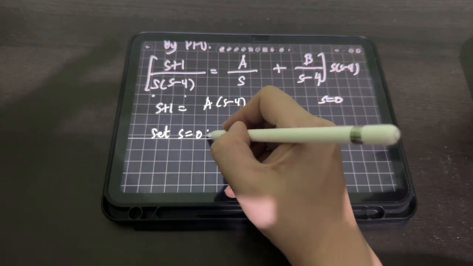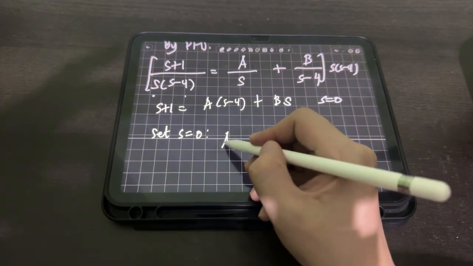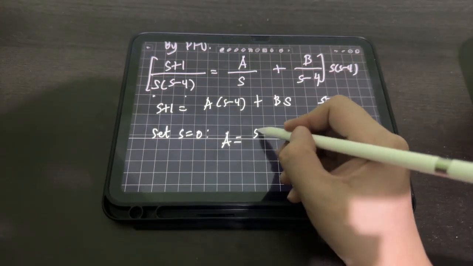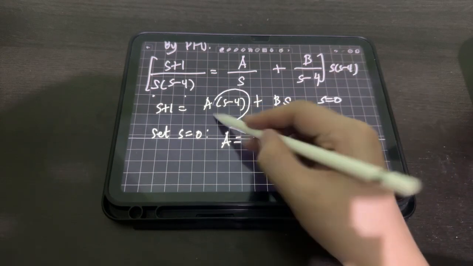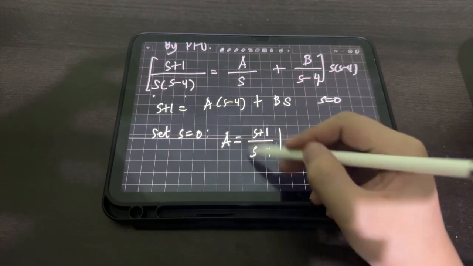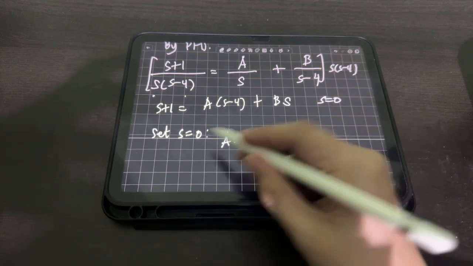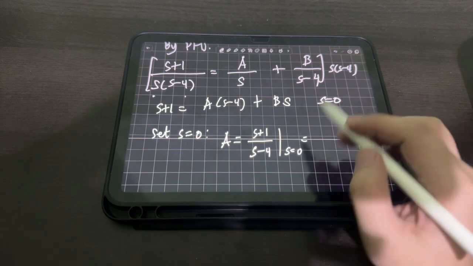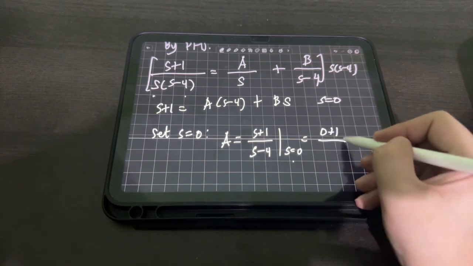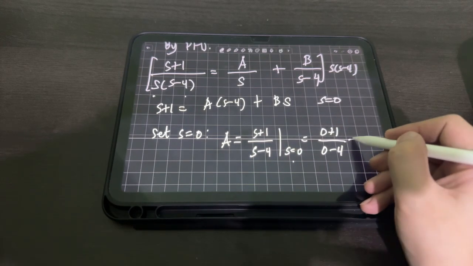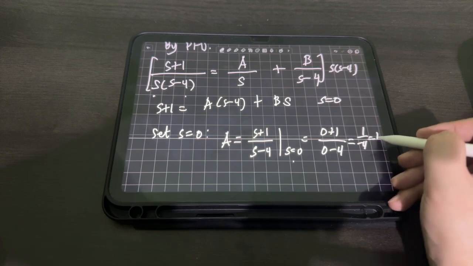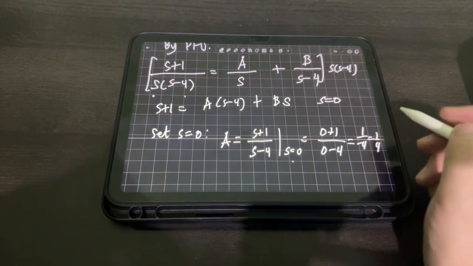So set S equal to 0 so that the value of A is equal to the expression on the left side, S plus 1, divided by the coefficient of A, which is S minus 4, and evaluate this expression at S equal to 0. So substitute every S here with 0. We have 0 plus 1 over 0 minus 4, or 1 over negative 4, or negative 1/4. So the value of A is negative 1/4.